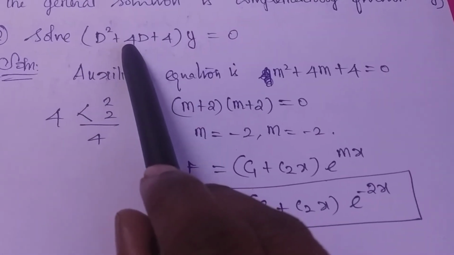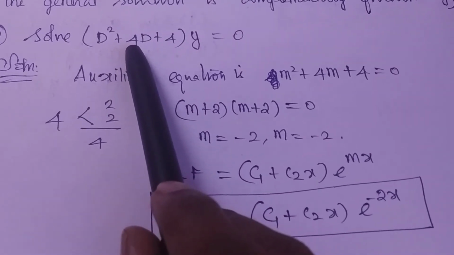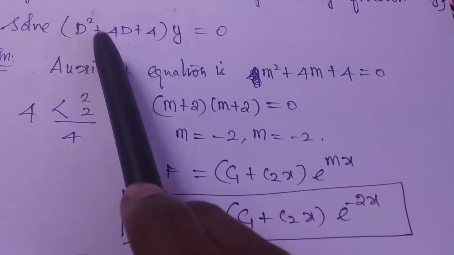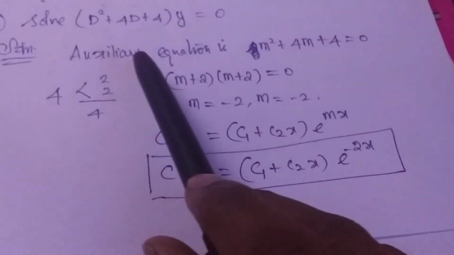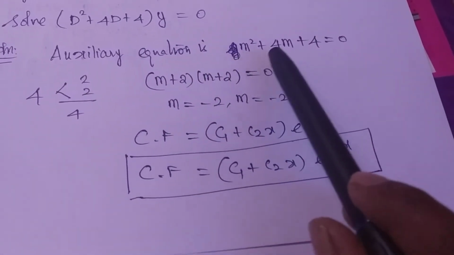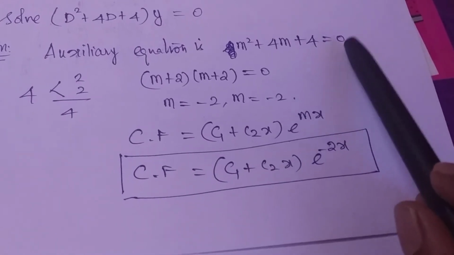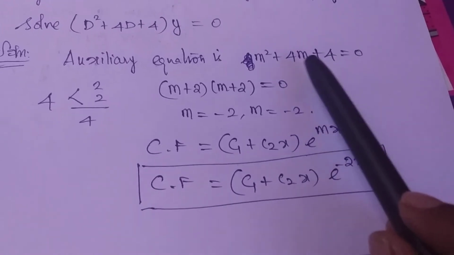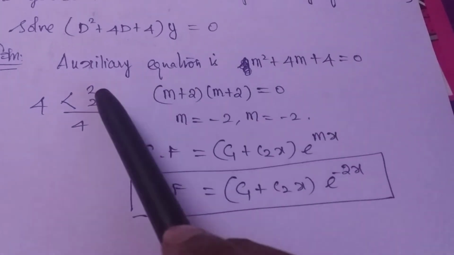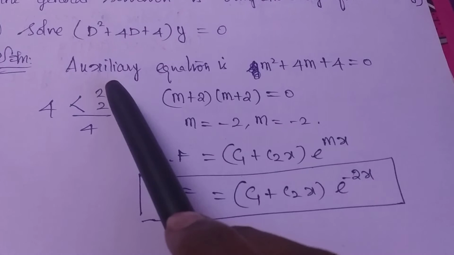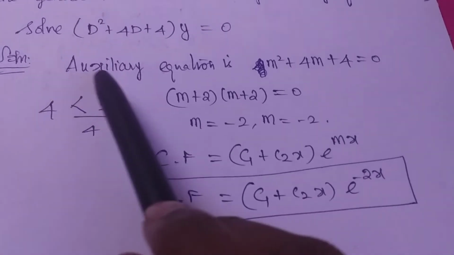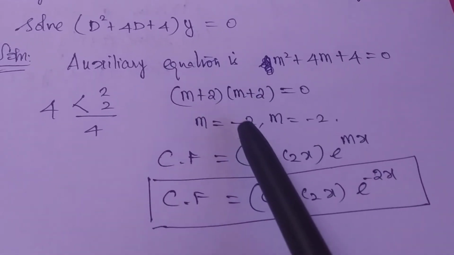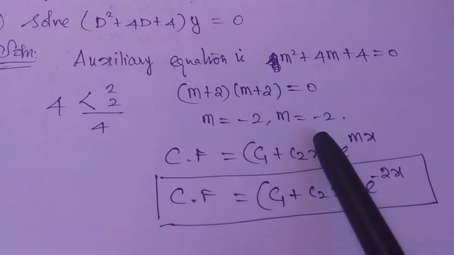This is a second order linear differential equation with constant coefficients. The auxiliary equation is m square plus 4m plus 4 equal to 0. Factorize this: the product of two numbers is 4 and the sum is 4, so we get 2 and 2. 2 into 2 is 4, 2 plus 2 is 4. So m plus 2 equal to 0, that is, m equal to minus 2.